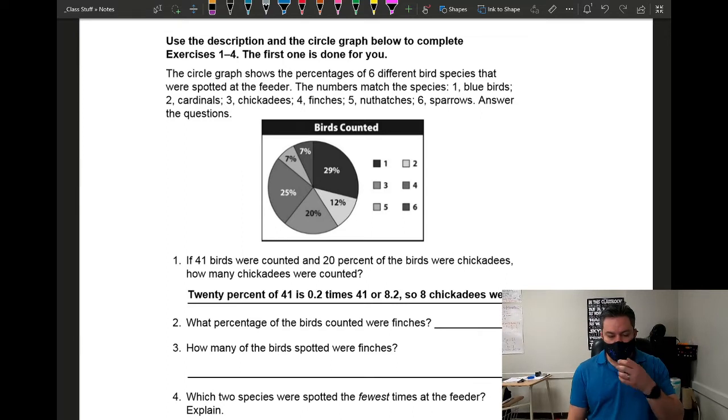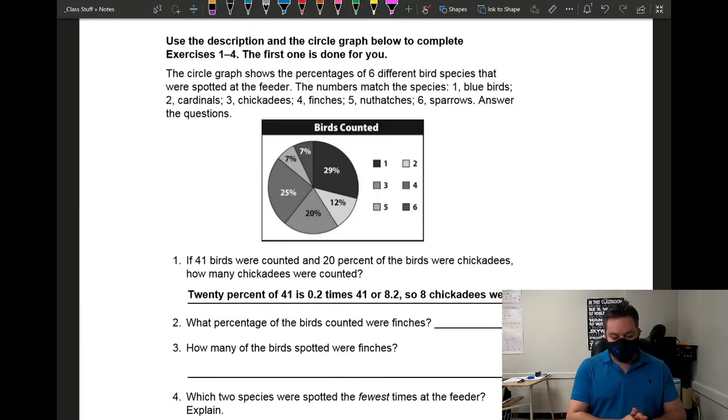It says 1, they're bluebirds. 2, cardinals. 3, chickadees. 4, finches. 5, nuthatches, or whatever you call it. 6, sparrows. Answer the question.